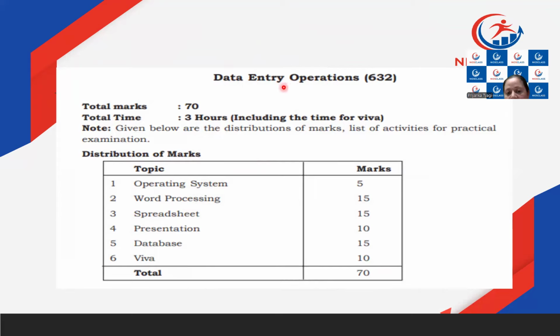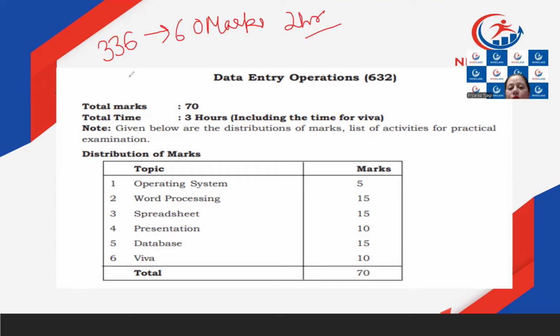In this subject, vocational certificate in Data Entry Operation, code 632, the total marks for practical are 70. The duration of the practical examination is 3 hours, including time for Viva. In code 336, Data Entry Operation, what is the practical marks? 60 marks, right? And the maximum duration of the practical is about 2 hours.